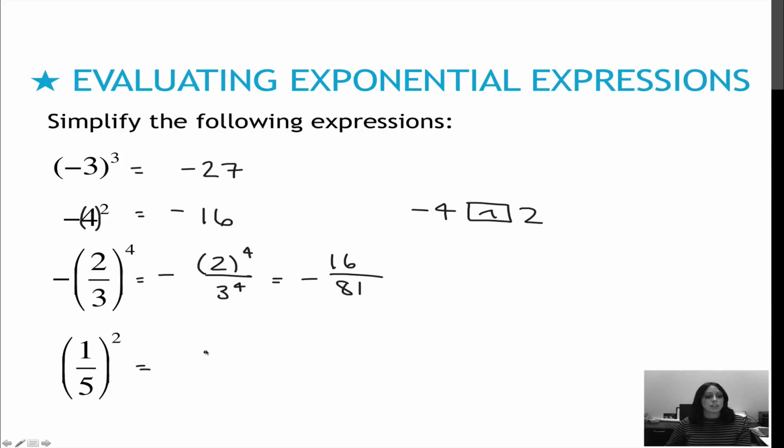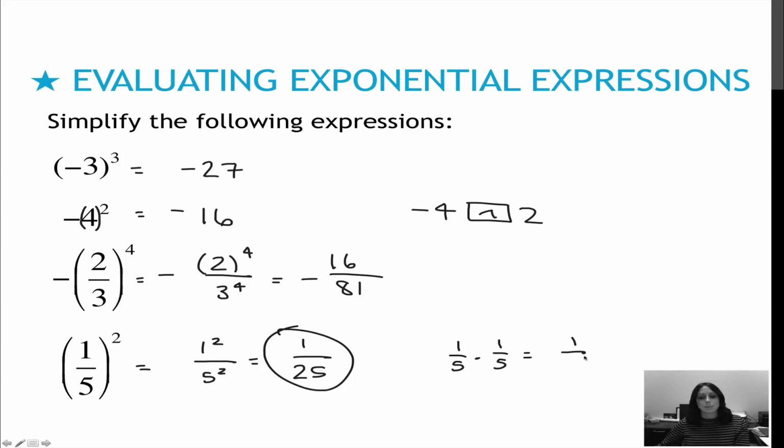On my last one, I've got 1 squared and 5 squared, or remember I could have written it as 1/5 times 1/5, 2 times. It's up to you which way you want to write it. 1 squared is 1, 5 squared is 25, so my answer is 1/25. I would get the same exact answer here. 1 times 1 is 1, 5 times 5 is 25.